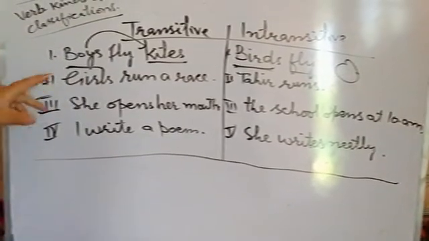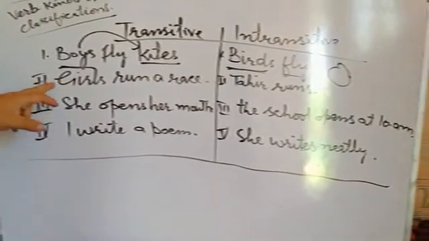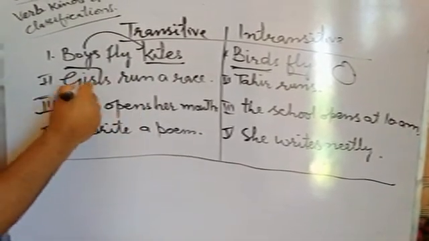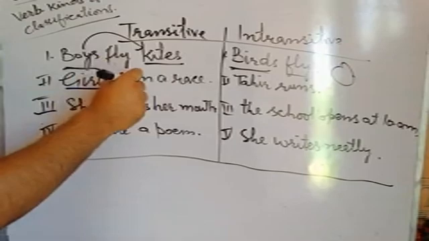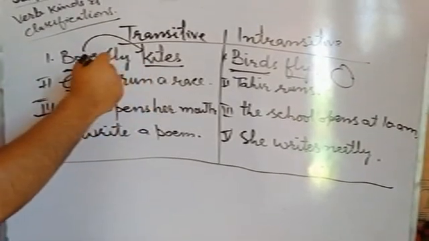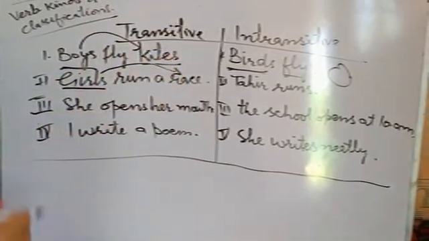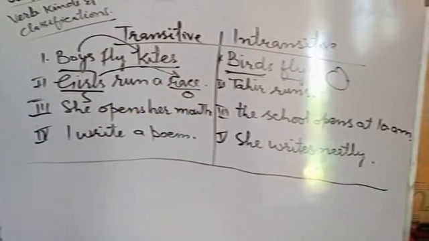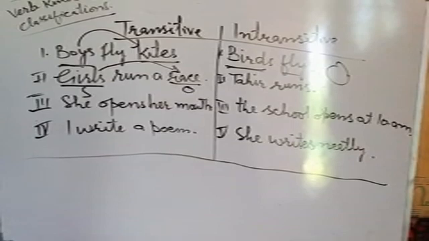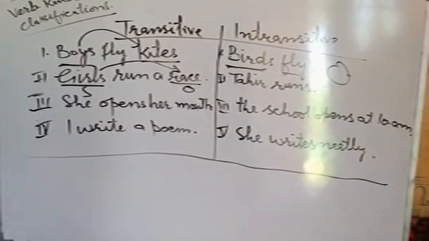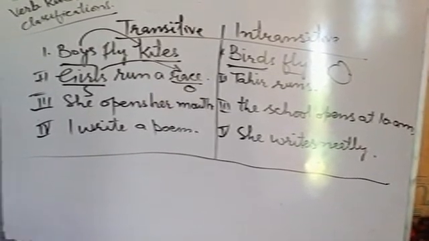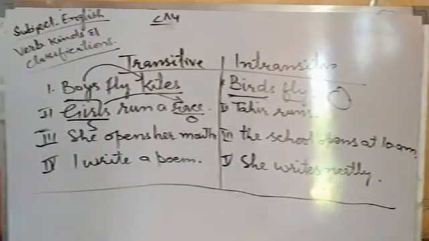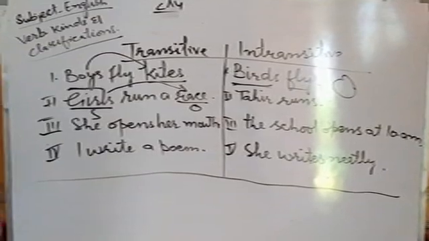Same is the case in another sentence like girls run a race. The action passes from subject to object. Girls run a race: subject and its object. In a transitive sentence, we need both subject and object, but when we use intransitive verbs, we do not need objects.